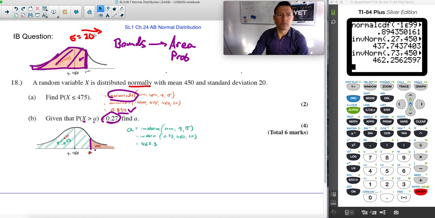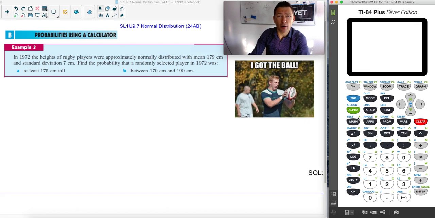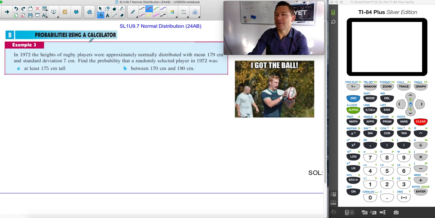6 marks. Neat. Okay. This one's from the text, but it's the same sort of idea. Maybe you want to pause me and try it. Maybe you want to walk through it with me, however you want. But here we go. So rugby players, again, heights of rugby players. It's always something like that. It's like heights of rugby players, or tail length of field mice, or ear length of second graders. They just plug in different things. Take it with a grain of salt, right? In 1972, arbitrary date to confuse you.